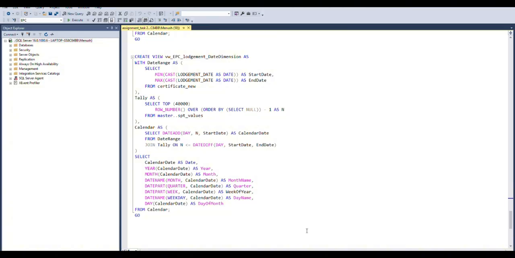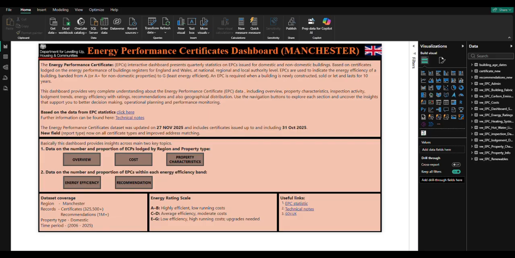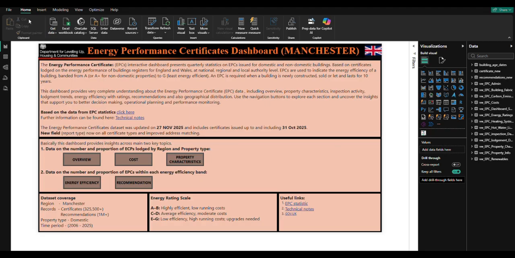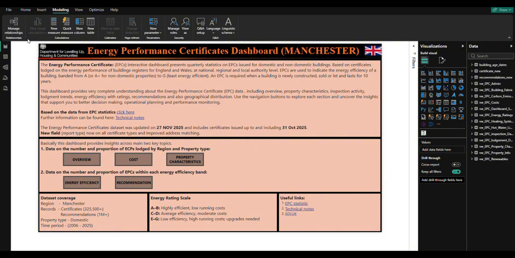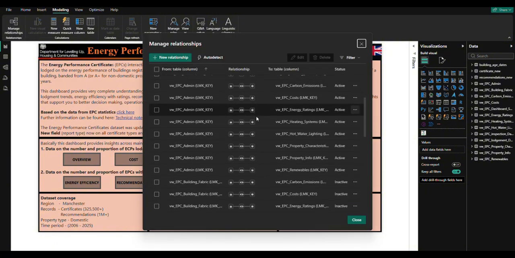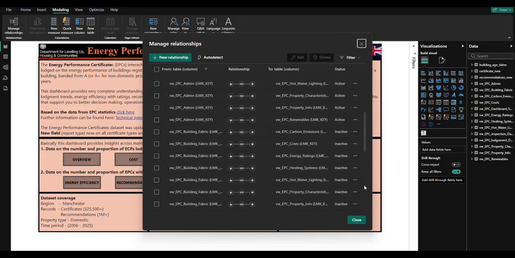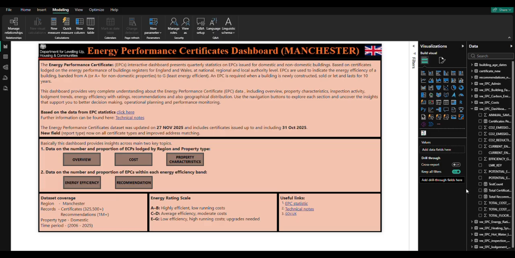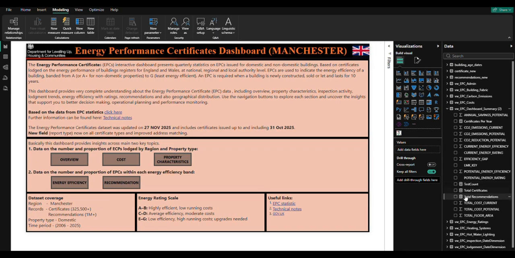Now let me show you how this already clean, organized and prepared data comes to the Power BI dashboard. I connected Power BI to SQL using this Get Data option. After that, I imported all the views from the SQL Server. I created a relationship in Power BI, connecting the relevant fields between the views to ensure the data is properly linked for analysis. I have created several DAX measures to summarize the data in the dashboard: certificates issued per year, total recommendations, and overall certificate counts.